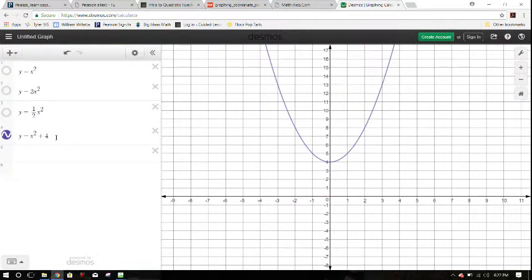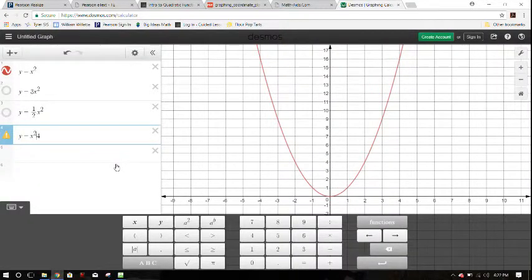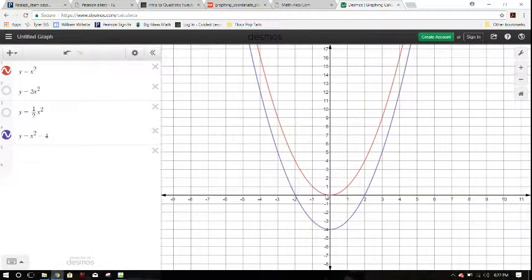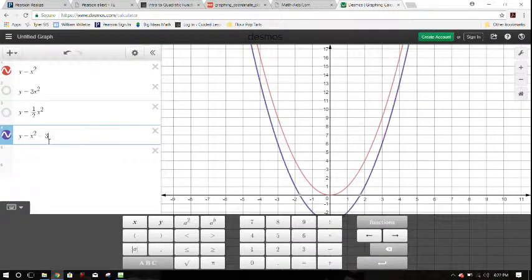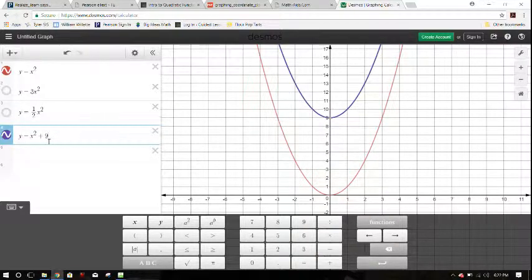Okay. So let's go back here. What if it was, instead of plus 4, minus 4? Well, now look what happened. It went down 4, right? So this really just changes where the function is, like its height. Plus 3, plus 4, plus 5, plus 6, plus 7, plus 8, plus 9. It's just getting either higher or lower. It's not going left or right, and it's not getting skinnier or wider. It's just going up or down.